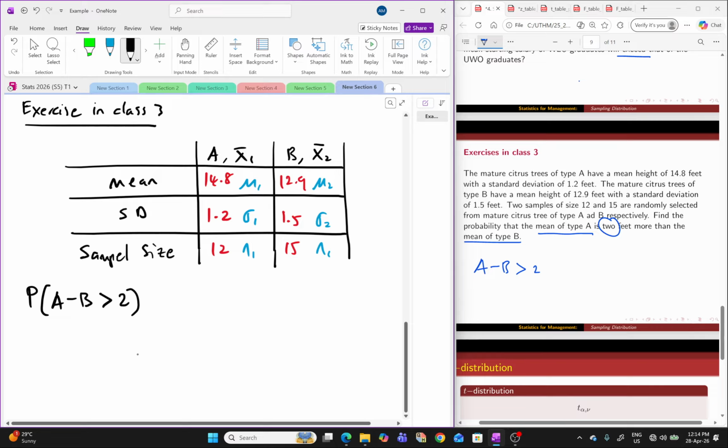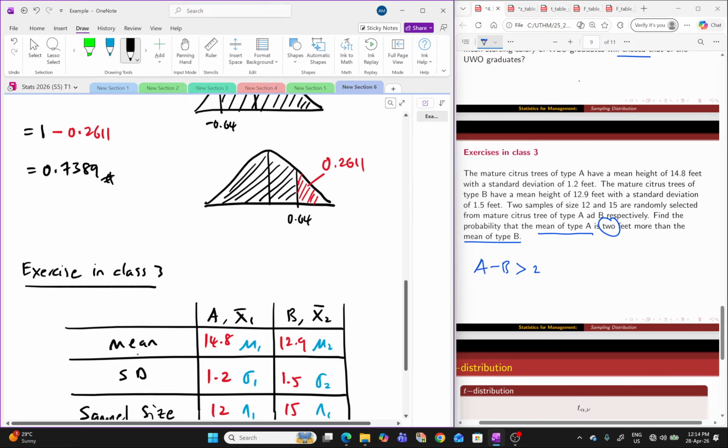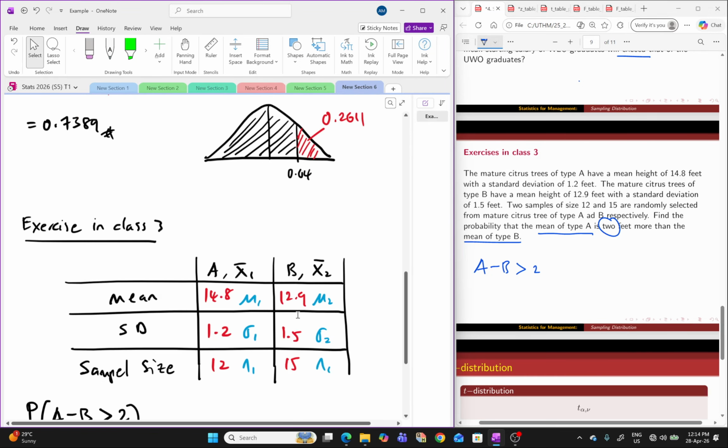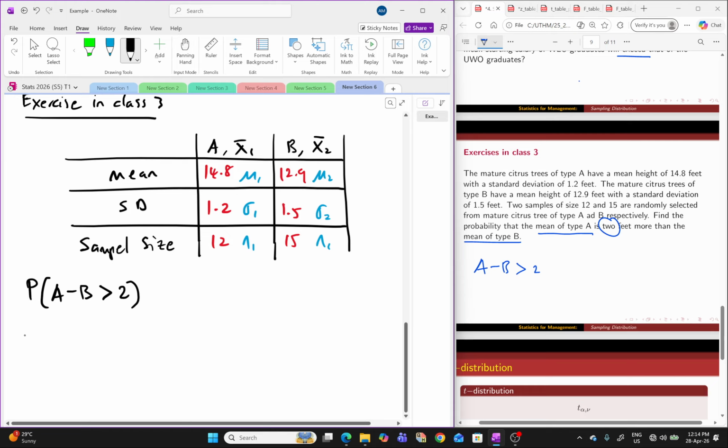Okay, here I'm going to skip the step. I don't want to write this big one out. I'm going to go from here straight away to here. So how to do this? Write directly here. The A minus B becomes Z.